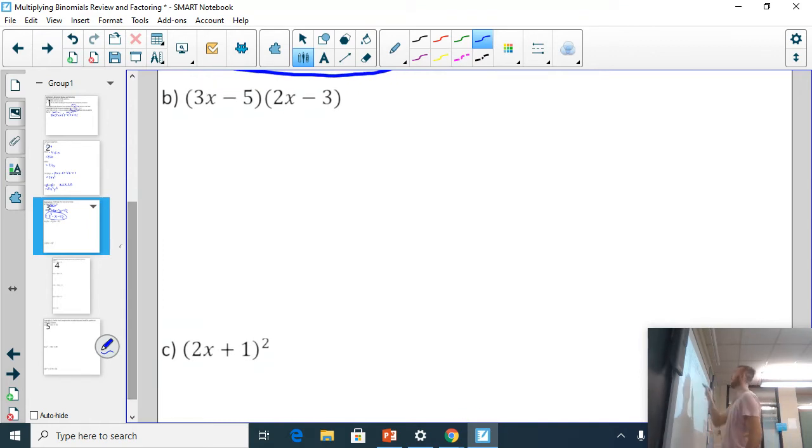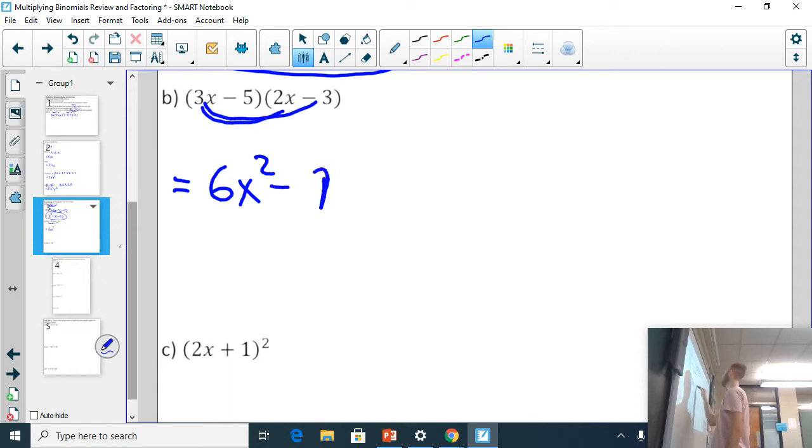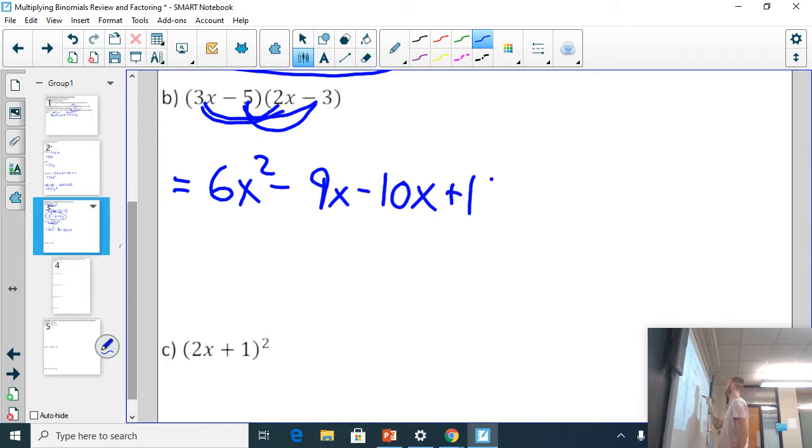Now this one, same thing. I'm going to do 3x times 2x. Do the numbers first. 3 times 2 is 6. And then x times x is x squared. 3x times minus 3 is going to be minus 9x. Now we move on. Negative 5 times 2 is going to be negative 10x, negative 2x, sorry. Then negative 5 times negative 3, the negative times the negative is a positive, and then 5 times 3 is 15.